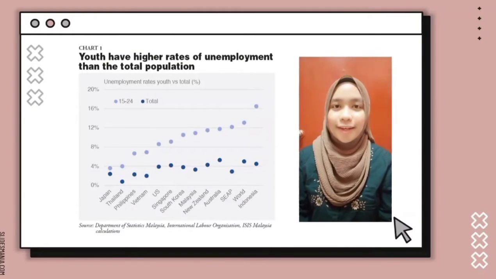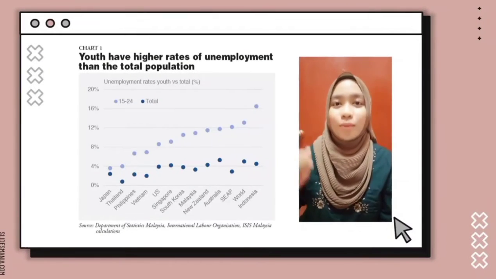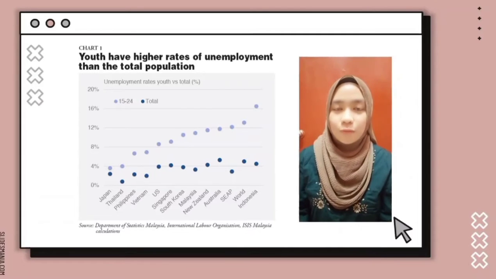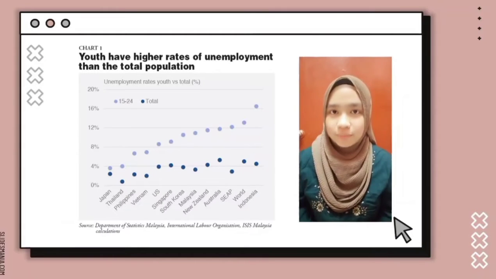Let's take a look at the first chart. This chart represents that youth have higher unemployment rate than the total population. For the y-axis, it represents unemployment rate, while the x-axis represents country. As for the legend, the light blue one shows unemployment of youths aged from 15 years old until 24 years old, while the dark blue one shows unemployment of total population.